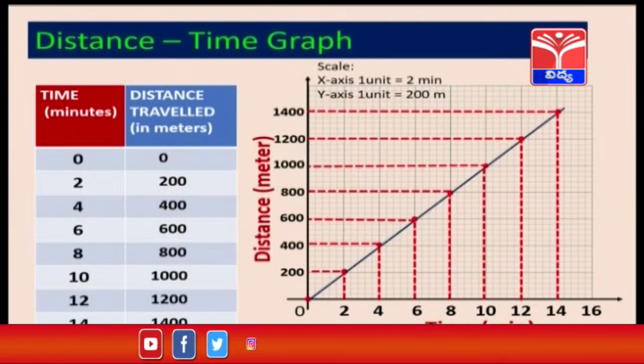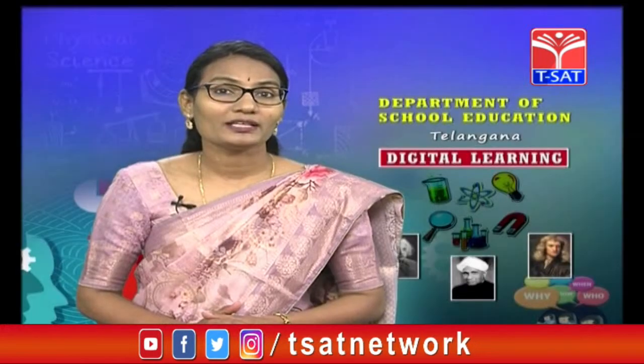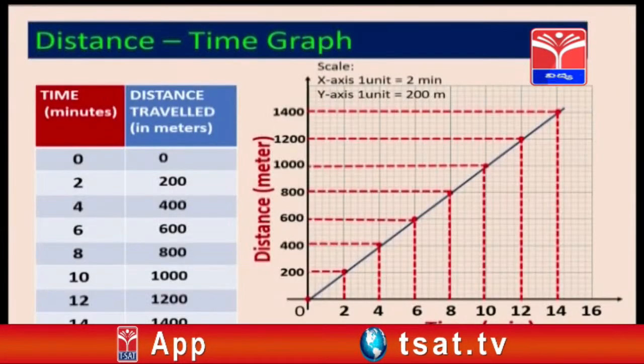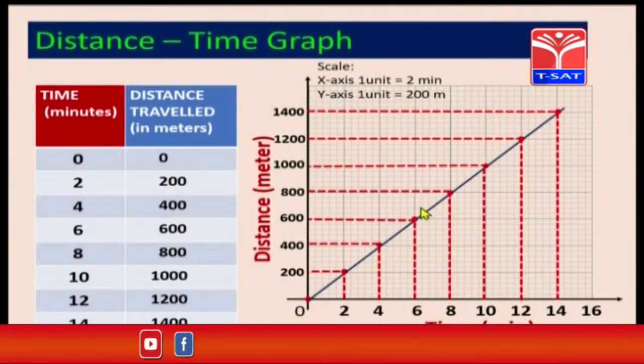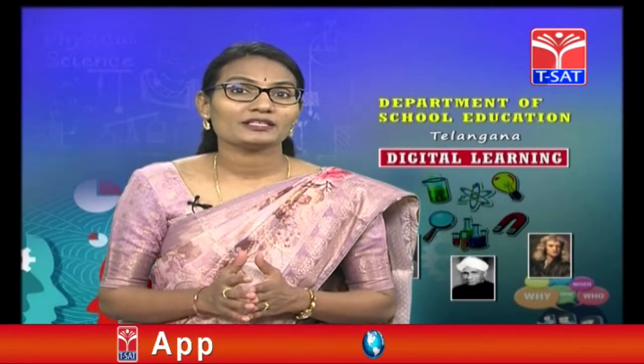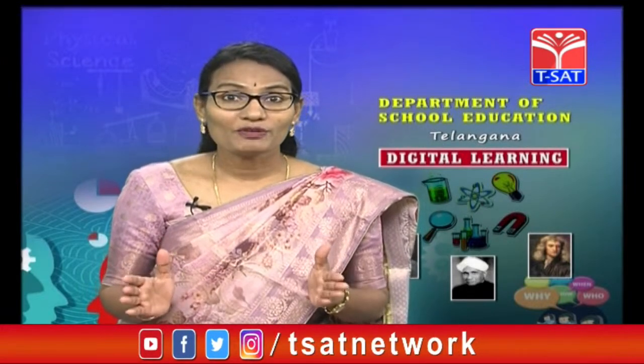So this straight line represents Swati's journey, and she covered the distance of 1400 meters. What do you observe from this graph? It is a straight line which is passing through the origin and it is inclined to the x-axis. Children, here Swati covered equal distance in equal time interval. Means every 2 minutes she covered the distance of 200 meters. Means this motion is uniform motion.